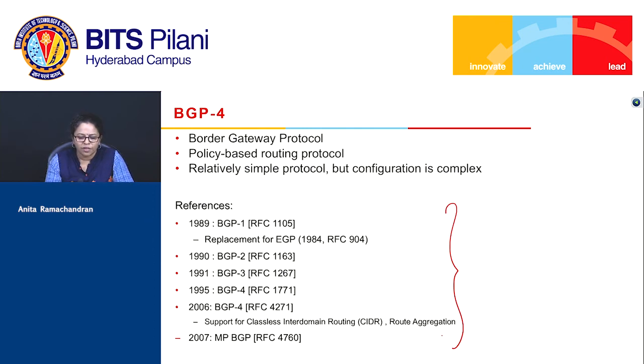So these are some of the references for BGP. BGP4 is the one that we'll be referring to, RFC 4271. And the next one that would be relevant as additional reading would be MP-BGP, or multiprotocol extensions to BGP.